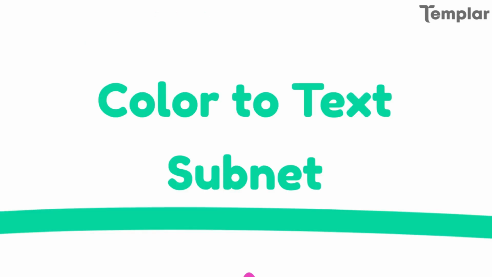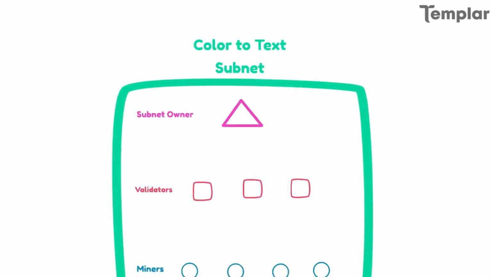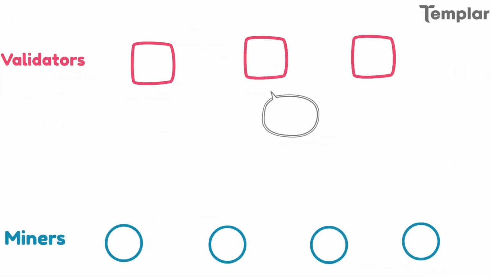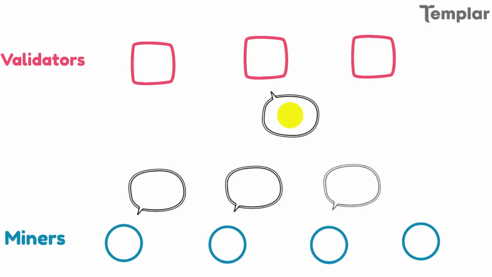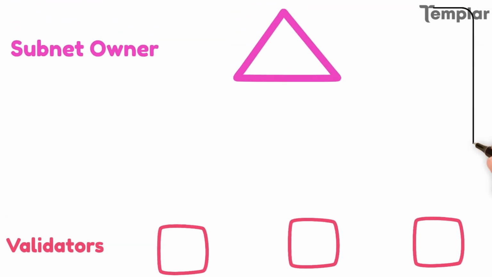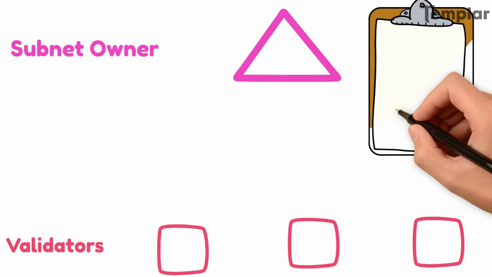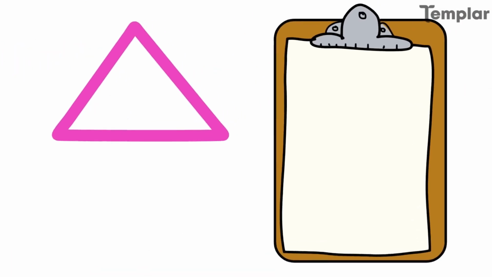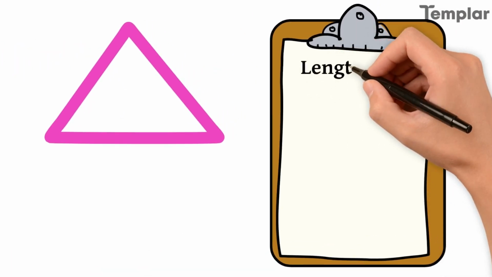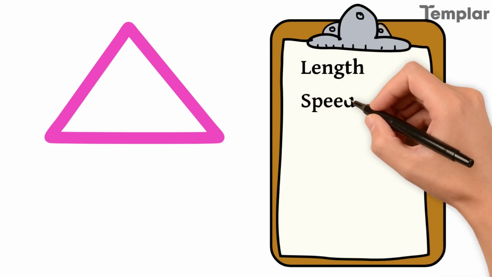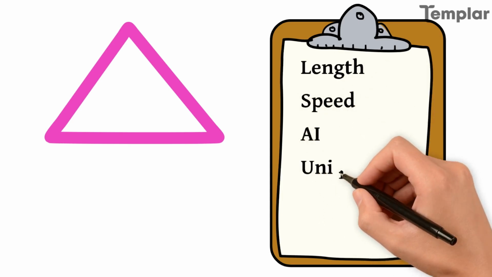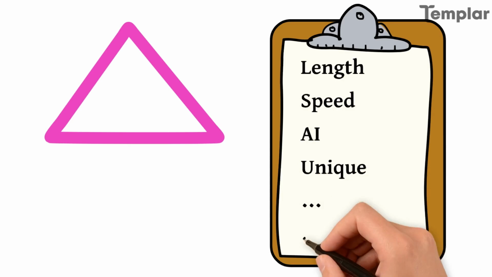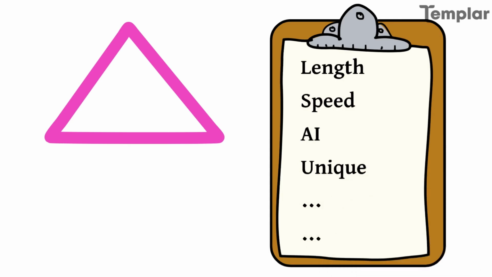So we have a color to text subnet. Validators provide miners with a color, and miners must describe the color in text. Validators then rank the miners based on whatever criteria the subnet owner wants. Maybe the subnet owner wants to order them based on text length, or response speed, or how close they can get to ChatGPT's answer, or maybe how unique their answer is, etc., etc.